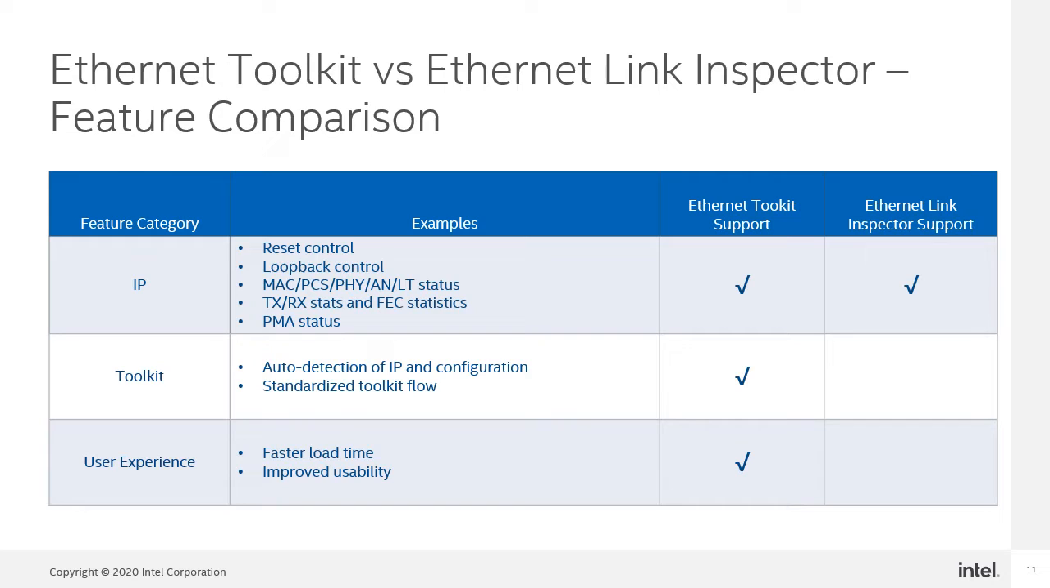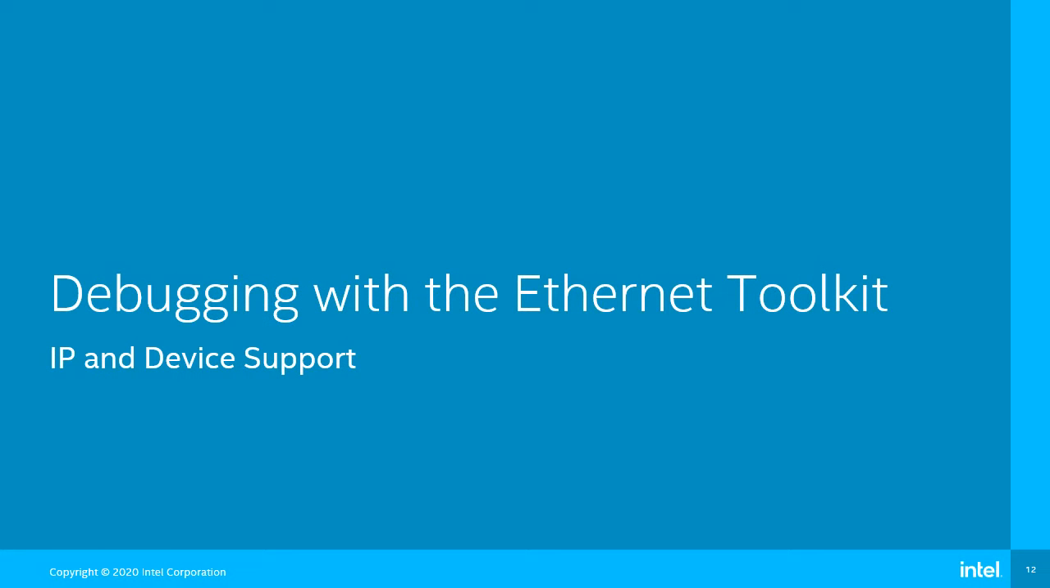For user experience, integrating into the system console means performance advantages like faster loading and better usability. It is not noted on this slide, but you should be aware that specific IP cores may have some additional differences between the Ethernet Toolkit and the Ethernet Link Inspector. But check the device, IP, and Quartus version to see which debugging tool you have access to and to see exactly what is supported. In some cases, you can choose which one you want to use. In our next section, we will see which FPGAs and Ethernet IP support the Ethernet Toolkit.